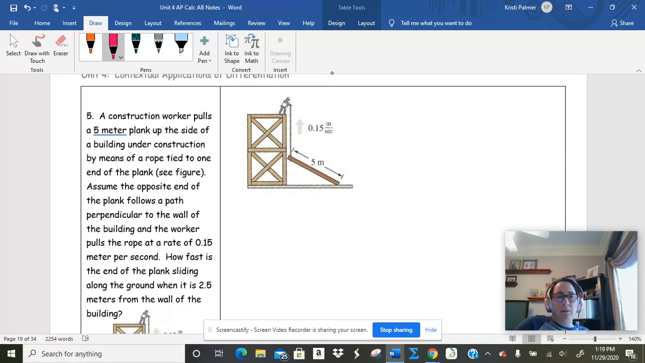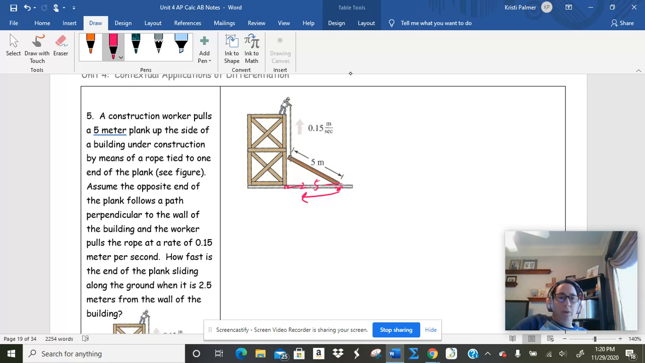Assume the opposite end of the plank follows a path perpendicular to the wall of this building, and the worker pulls the rope at a rate, right here, of 0.15 meter per second. How fast is the end of the plank sliding along the ground when it is 2.5 meters from the wall?